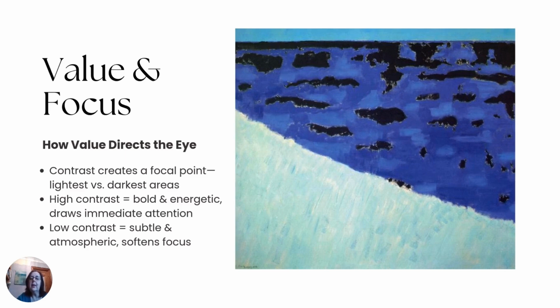A great way to think about value is to ask yourself two simple questions. Where is the lightest light, and where is the darkest dark? These areas will naturally pull the eye first, acting as focal points.